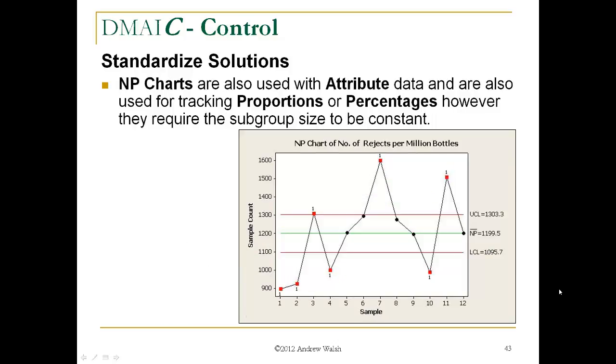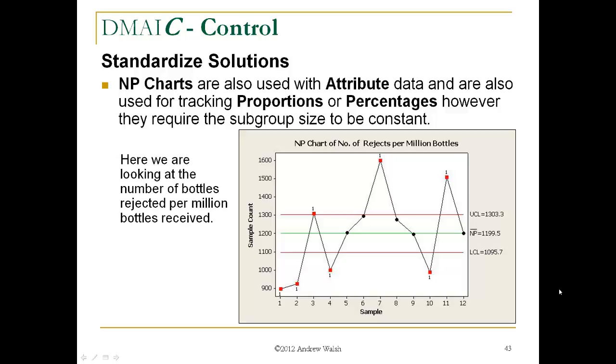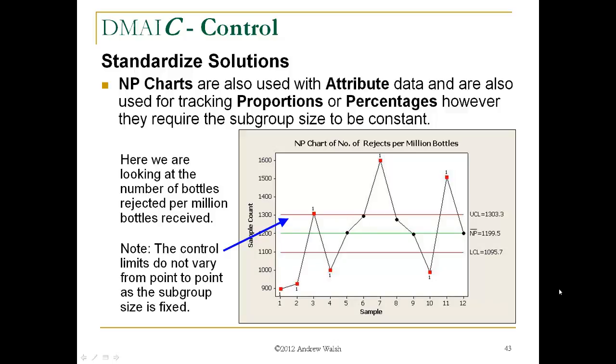NP charts are also used with attribute data and are also used for tracking proportions or percentages. However, they require the subgroup size to be constant. Here we're looking at the number of bottles rejected per million bottles received. So note the control limits do not vary from point to point, as the subgroup size is fixed at 1 million.